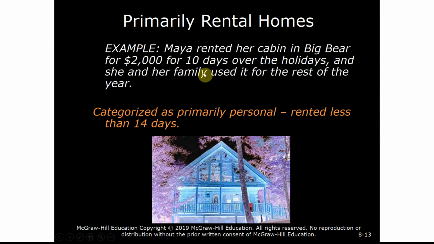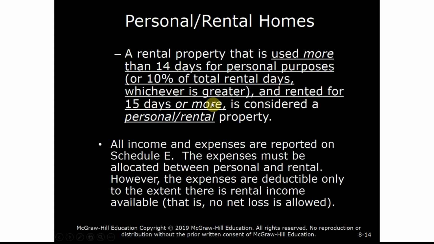So here we have Maya, who rented her cabin in Big Bear for $2,000 for 10 days over the holidays, and she and her family use it for the rest of the year. Well, that falls below the threshold, that is to say, it was rented less than 15 days. Therefore, it's considered primarily personal, and again, we wouldn't have to report the income on this short-term rental on our taxes.